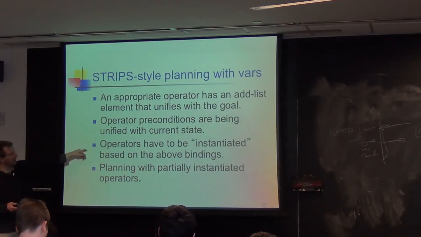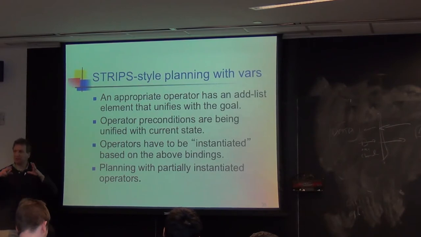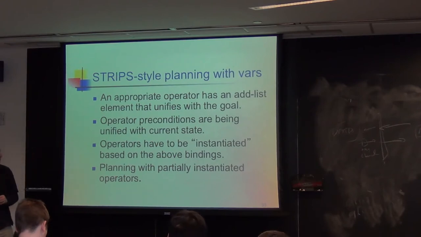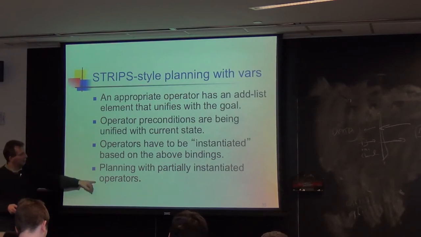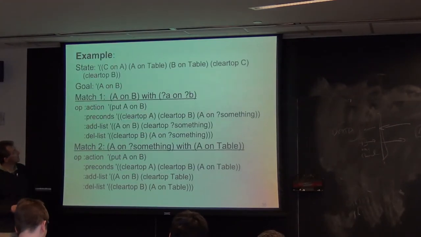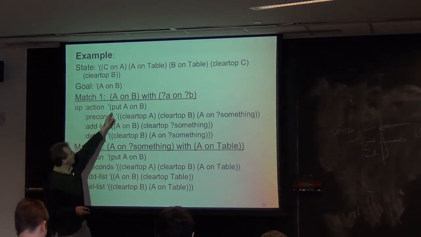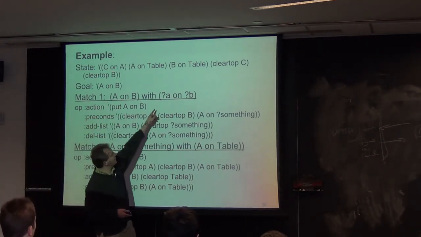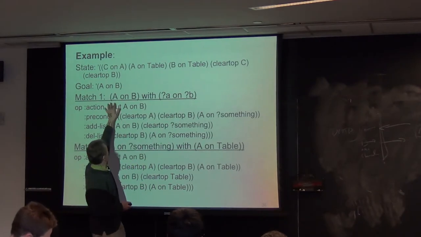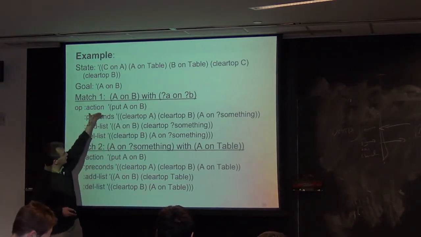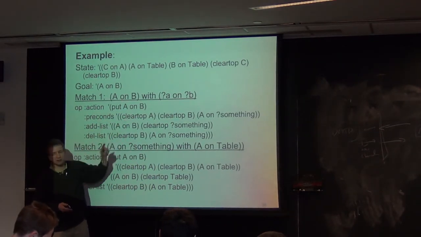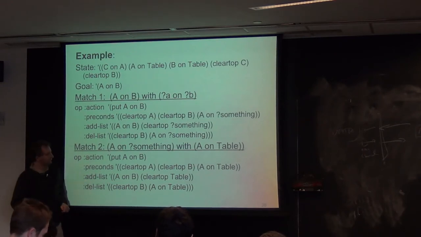So as I said, the operators have to be instantiated. You have this kind of template of an operator, and then when you actually apply it, you do this unification and substitute the variable in there, and that gives you the instantiation of that operator for that particular time. Let me go into some of the issues. Here are some of the ideas of this instantiation. If you had an operator that had this as a precondition, and you had A on B, then you'd have to substitute A on B throughout every place that you have the variables A and B.